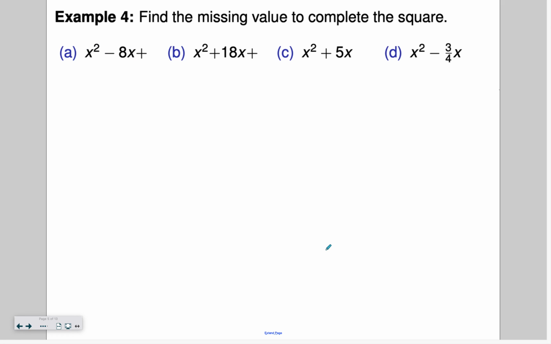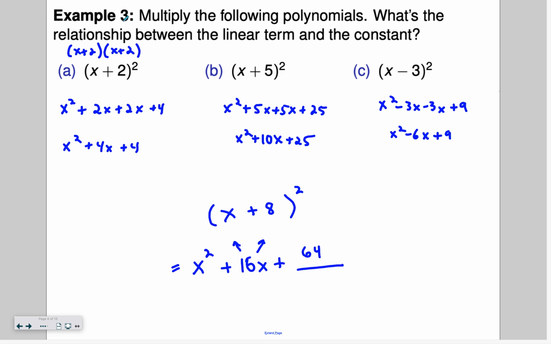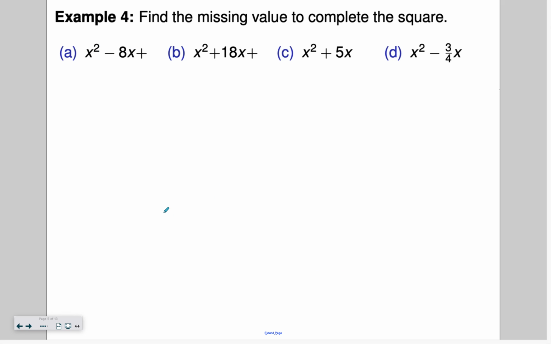Hopefully that makes sense. So let's take a second and practice completing these. I'll do a couple of them. I'll do the outer ones, and you guys can do the middle ones. So I'll try this. This is the act of completing the square, this thing that I'm doing here.